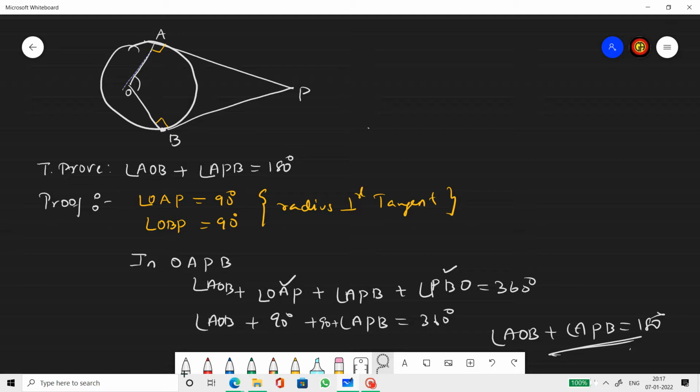Once again, this is a quadrilateral in which this angle and this angle are 90, so the sum will be 180. So this plus this will be 360 minus 180, which is also 180. Hence AOB plus APB equals 180 degrees.